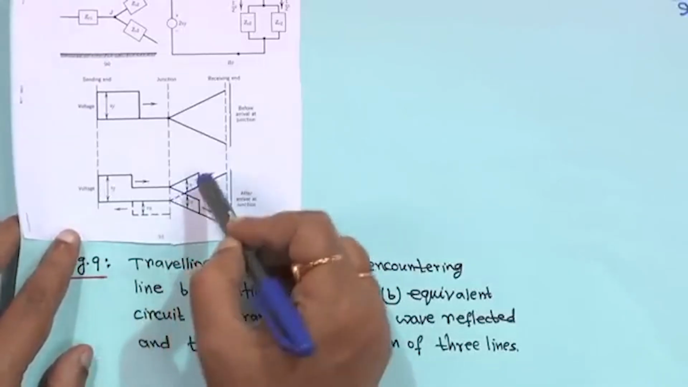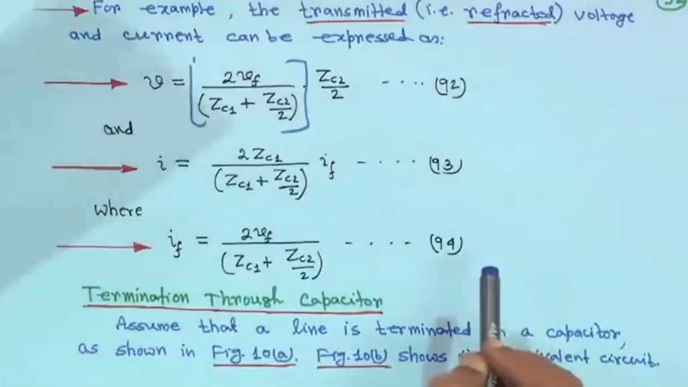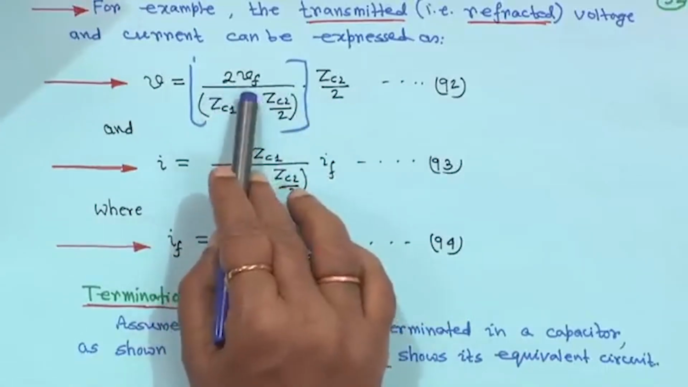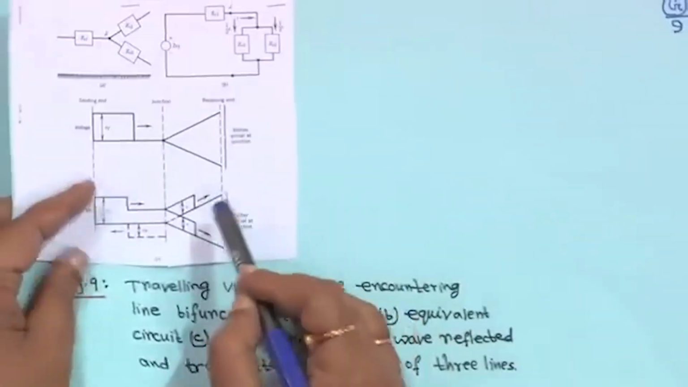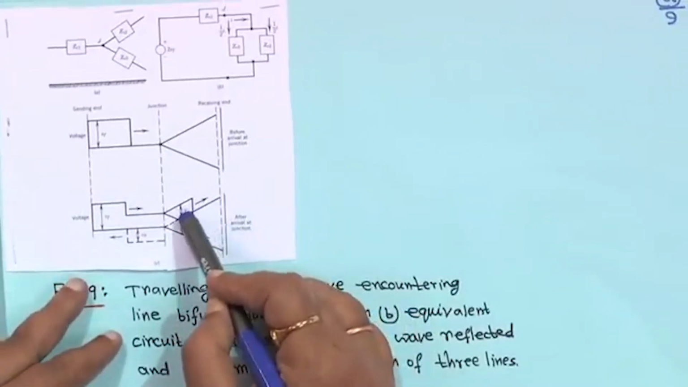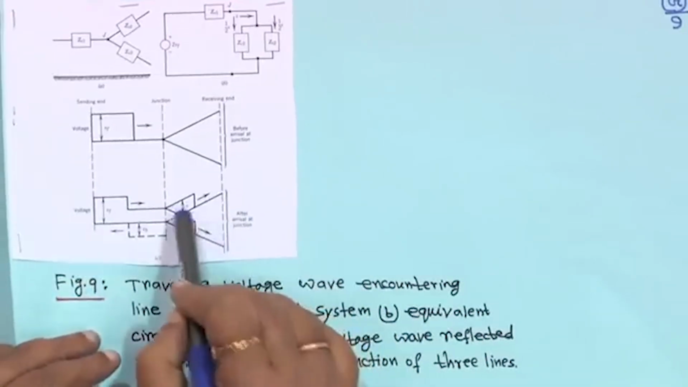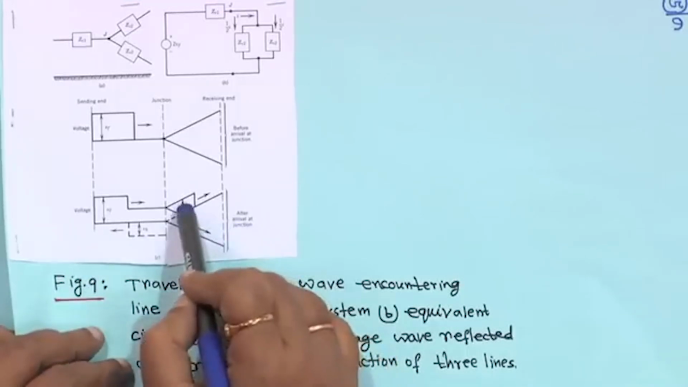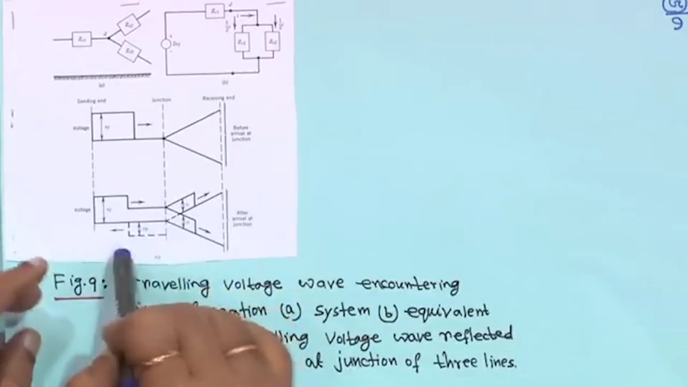So, this is drawn like this, but your transmitted voltage magnitude V, the 2 will be cancelled. Actually it will be Vf into Zc2 divided by Zc1 plus Zc2. This way it is shown, one along this line, another along this line, as both have equal characteristic impedance, Zc2 by 2, Zc2 and Zc2. Therefore, this is also V, this is also V, and this is the reflected wave, that is your Vb.